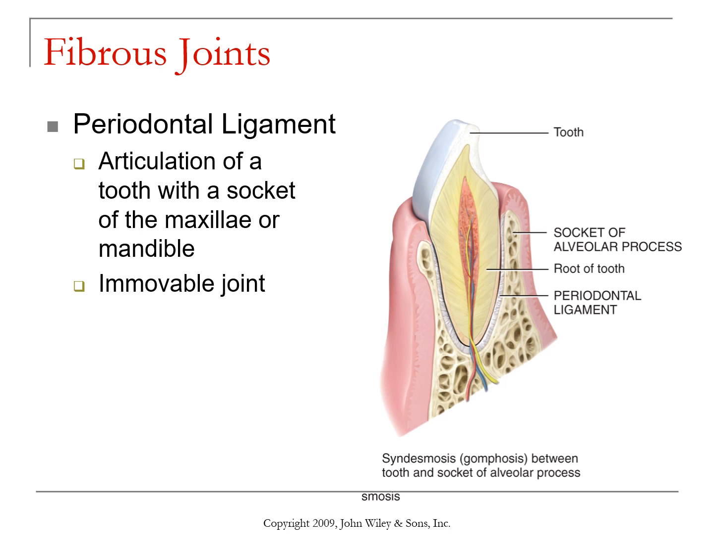To reiterate, we have the sutures in the skull, which are synarthrotic fibrous joints. We have the interosseous membrane between the forearm and leg bones, which is an amphiarthrotic fibrous joint. And here we have the periodontal ligament, which is a synarthrotic immovable fibrous joint.